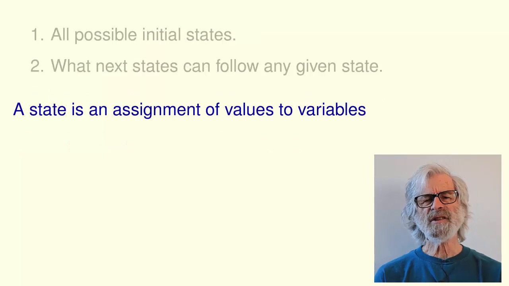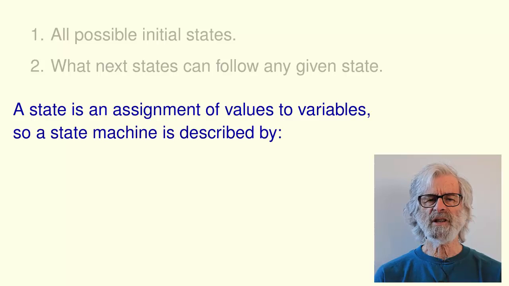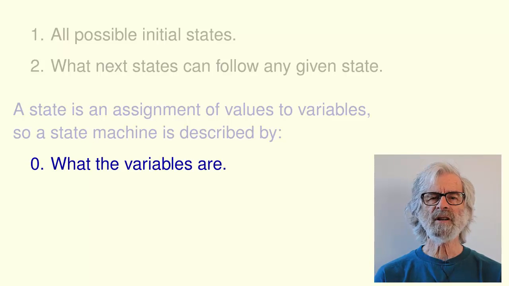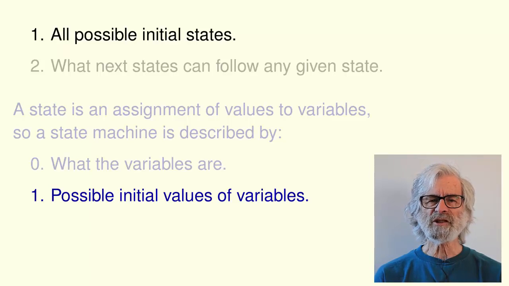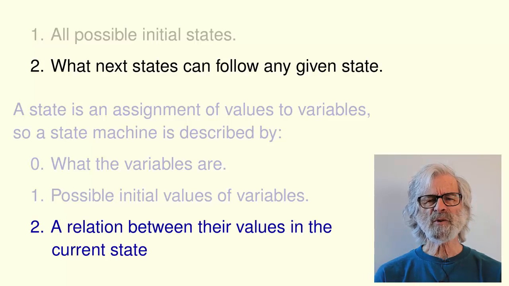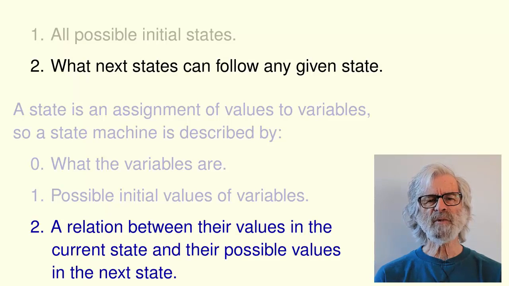A state is an assignment of values to variables. So to describe a state machine, we must describe three things: what the variables are, what the possible initial values of the variables are, and what the relation is between the values of the variables in the current state and their possible values in the next state.